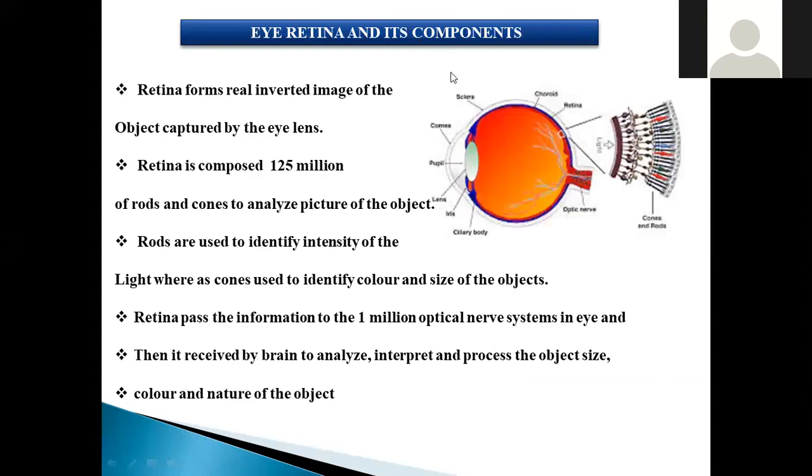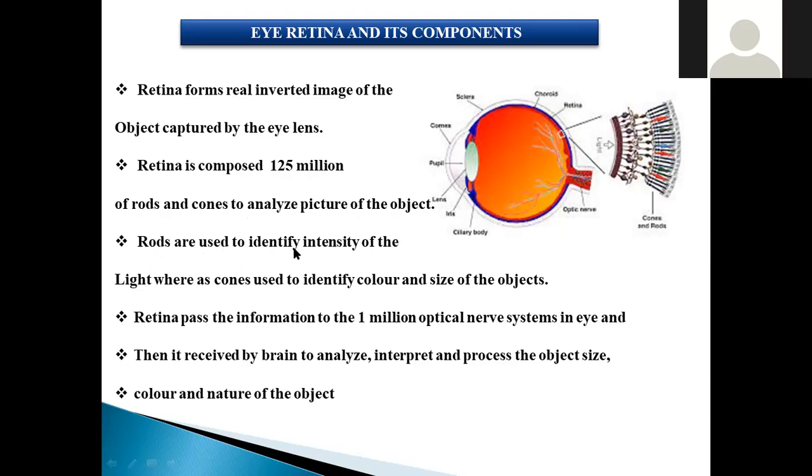the eye retina and its components, how the retina is able to capture the vision and the image, and how the information is passed into the optical nerve. Let us discuss this retina and its components. Retina is the most important region where the image gets captured with the help of this eye lens. There is a fixed length between this eye lens and the retina, and this retina is composed of 125 million rods and cones. On this retina we have different types of materials which are called rods and cones.